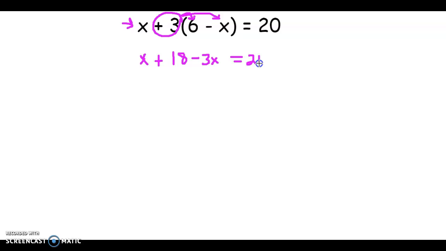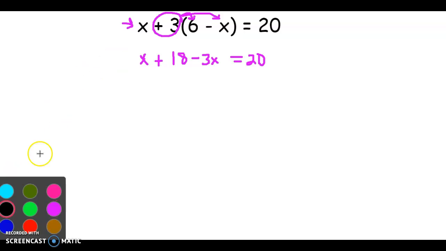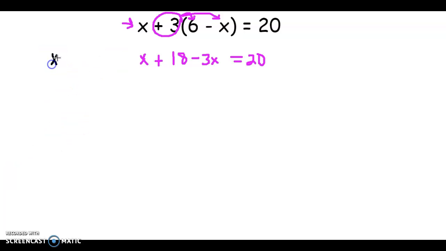Now because I have more than one term on the left side, I can go ahead and create my columns. On my columns, I'm going to have x's and I'm going to have no x's. Remember, the no x's are just constants, or no variable. Under my x's, I have a positive 1x, which is right here, and I also have a negative 3x. I'm going to cross those out as I go to make sure I've gotten them all. And under my no x's, I have a positive 18.